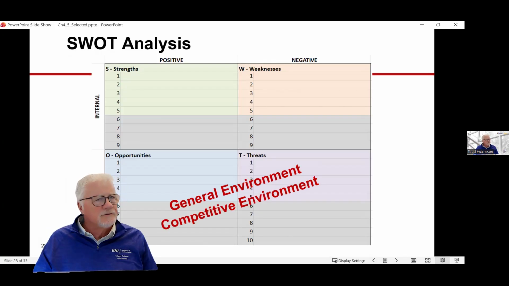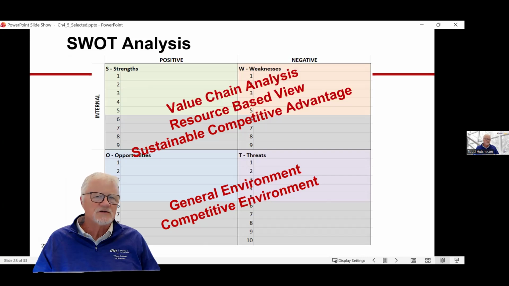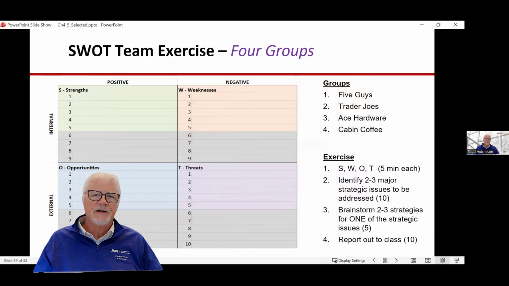External, remember from the last time, chapter 3, we looked at general and competitive environments. That's where our external comes from. Internal: value chain, resource-based view, sustainable competitive advantage. Taking all the things that we learned, putting them into one format and chart.